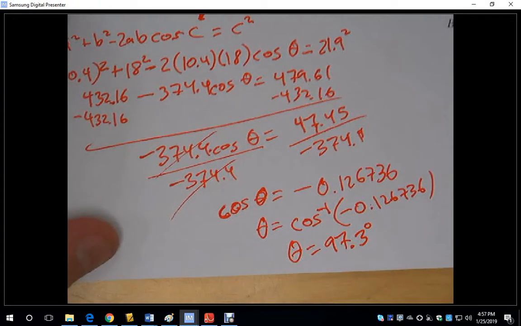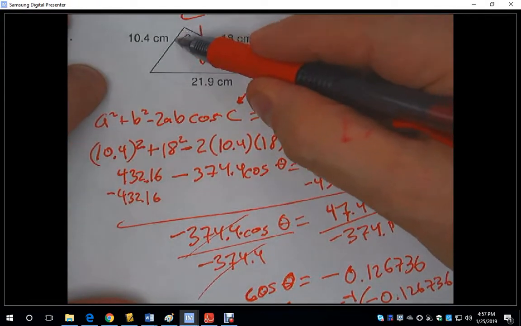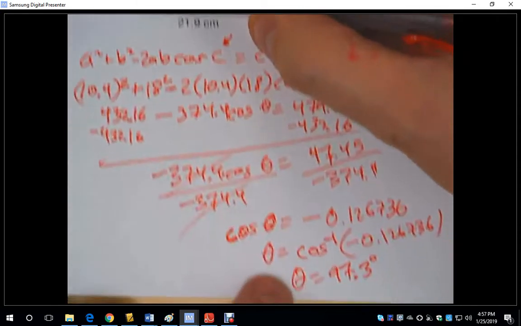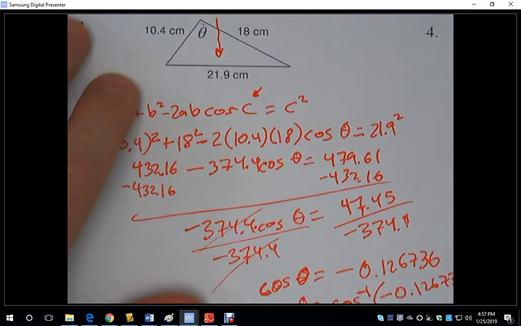All right, so what we're saying here is that this angle right here is obtuse, it looks like it's obtuse, and we know now what this angle is. It is 97.3. All right, let's move on to another one.